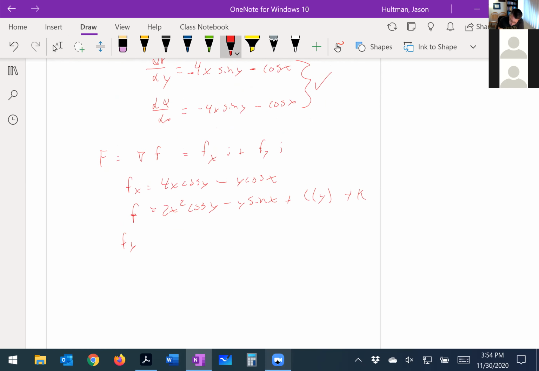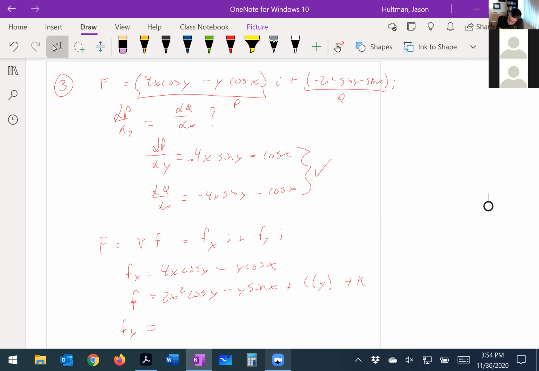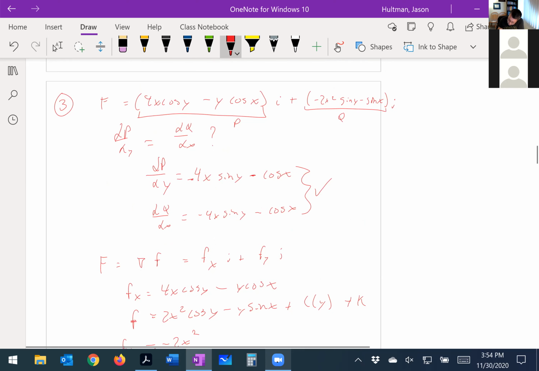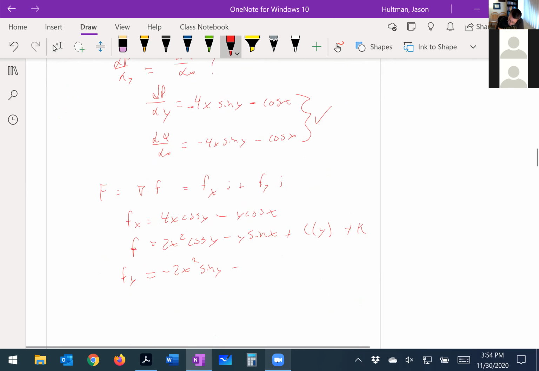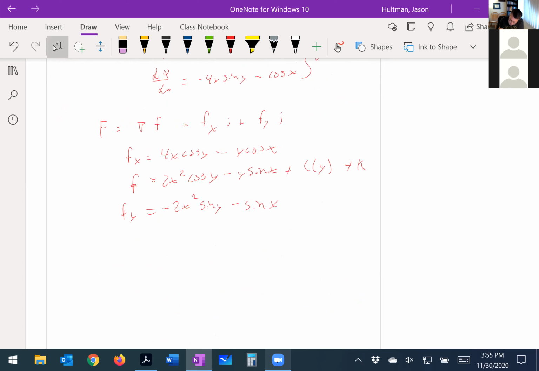Okay, let's look at f sub y here. F sub y is going to be the second one here, which is going to be negative 2x squared sine y minus sine x. So let's integrate with respect to y of this one.